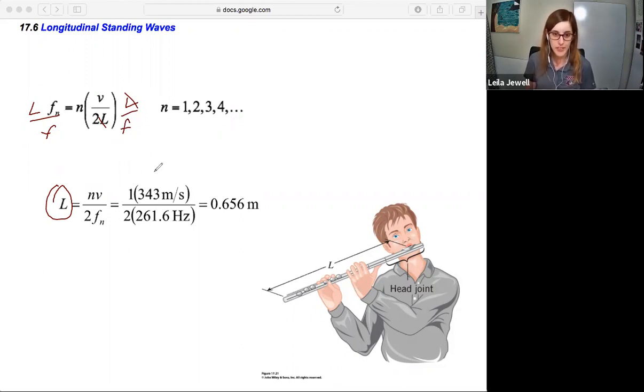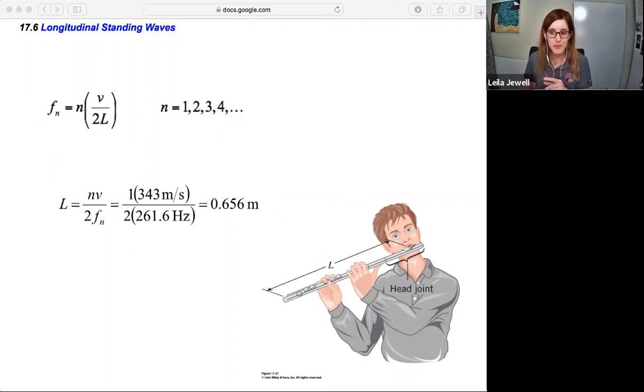So if we plug in n equals 1 times the speed of sound, divide by 261.6 hertz, we find that the length is 0.656 meters, about half a meter, which is about what a flute looks like. So that's very reasonable. Some other examples of open tubes are often organs. Yeah, and we'll see there's another type of tube that sometimes pops up.